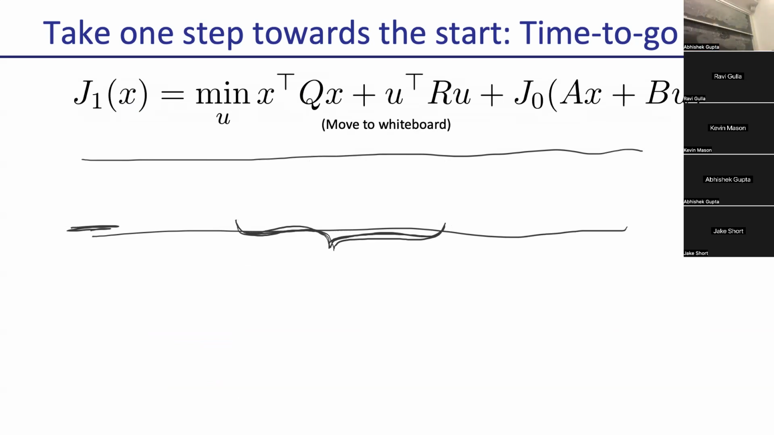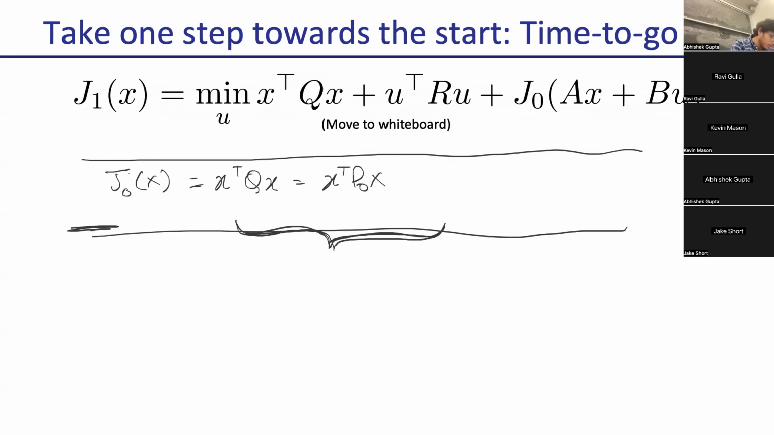Okay, so we want to minimize this objective. We defined J naught previously, right? What is J naught? So we've defined J naught of X, can someone tell me what it is? We just defined it. X transpose QX, right? Or we're going to call it P naught for a second, so it's just X transpose P naught X. Yeah, that's what J naught is going to be.